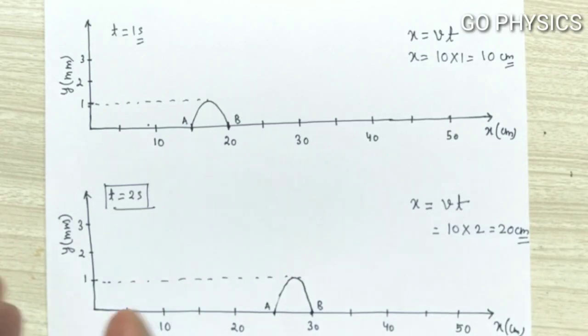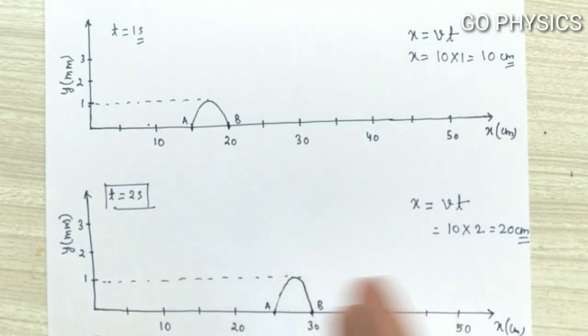So from this question we learned that the shape and amplitude of the given wave pulse will not change with time. Only the location of the wave pulse will keep on varying as time proceeds.